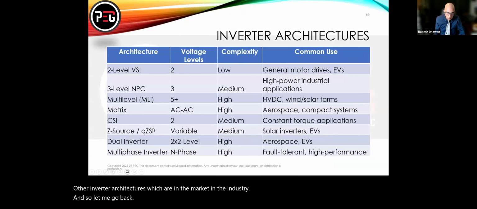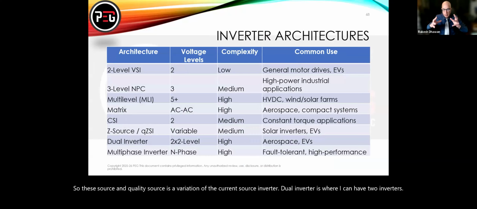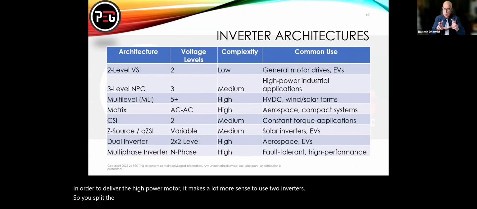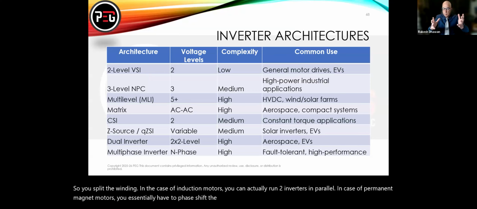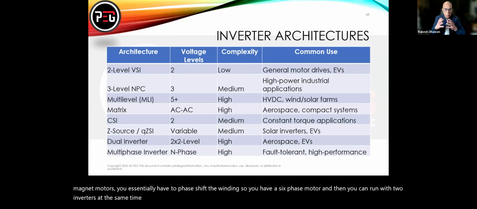So these Z-source and quasi-Z-source inverters are a variation of the current source inverter. A dual inverter is where I can have 2 inverters run 1 motor. Essentially, when the motor is a high power motor, it makes a lot more sense to use 2 inverters, so you split the winding. In the case of induction motors, you can actually run 2 inverters in parallel. In the case of permanent magnet motors, you essentially have to phase shift the winding. So you have a 6-phase motor, and then you can run with 2 inverters at the same time, right? So that's a dual inverter.